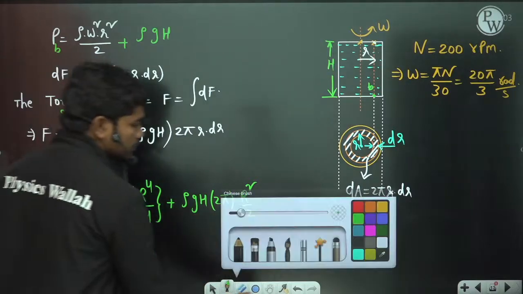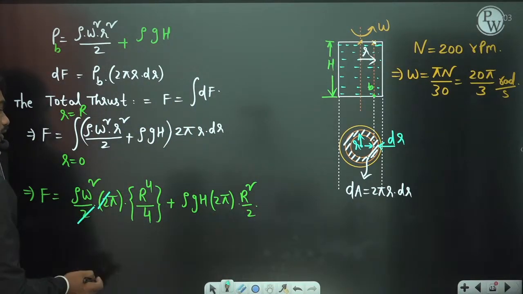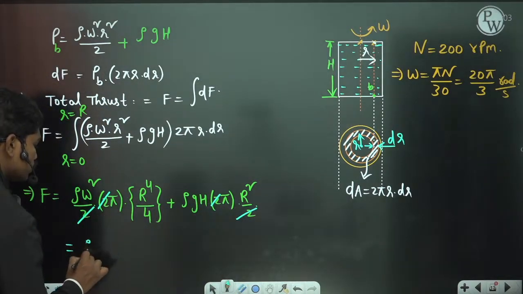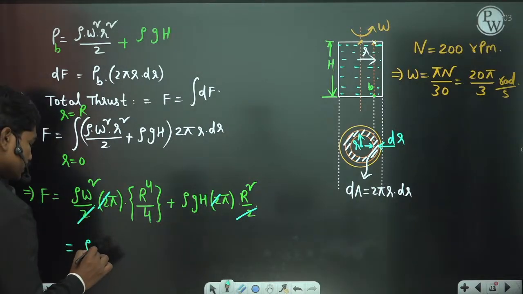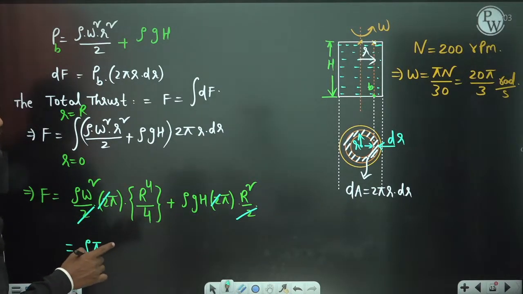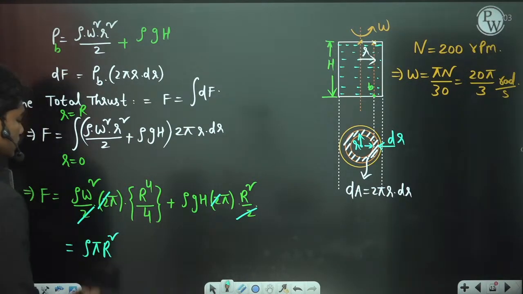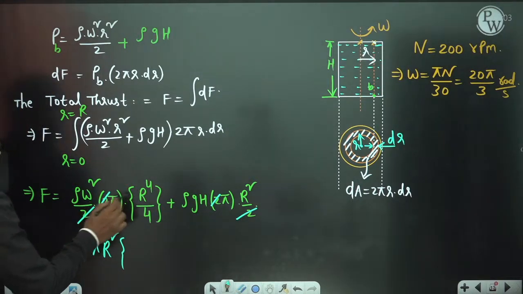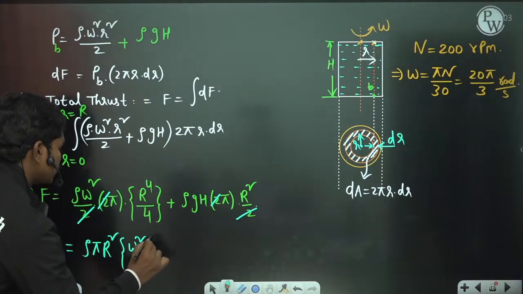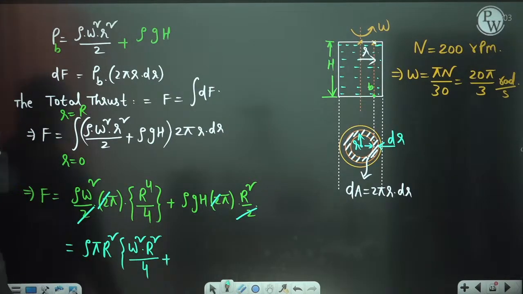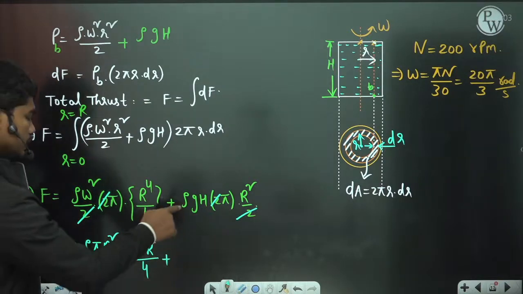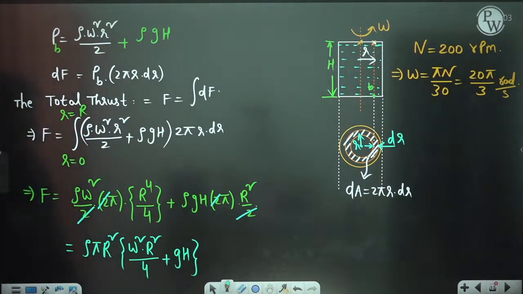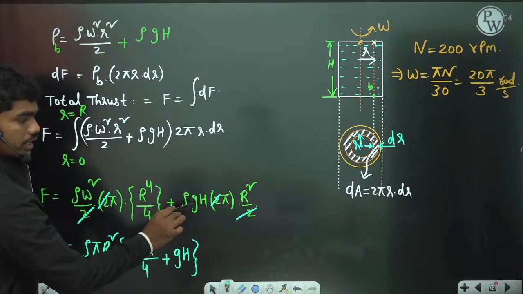If you do some simplifications, you can get the result. The 2 gets cancelled and 4 is left over in the first term, and similarly the 2 gets cancelled in the second. Taking the common terms, rho pi r square, which is density into base area, the remaining terms are omega square r square by 4 plus gh. Only g and h are left over in the second term.